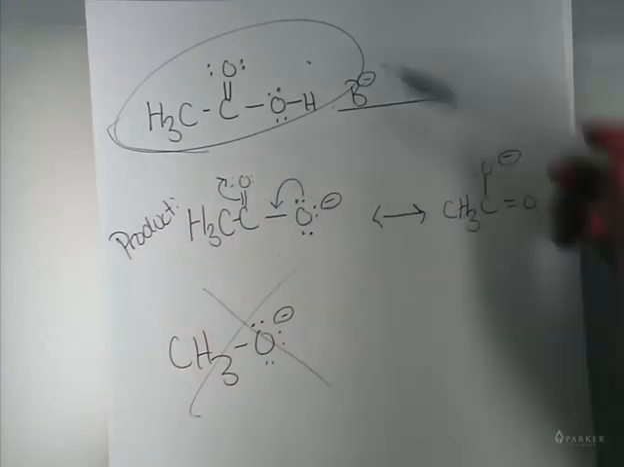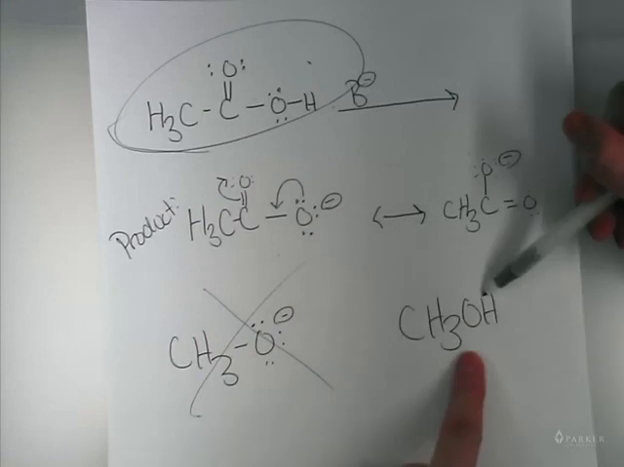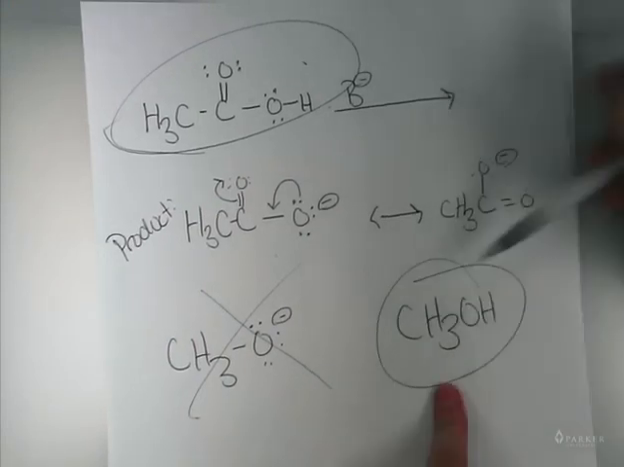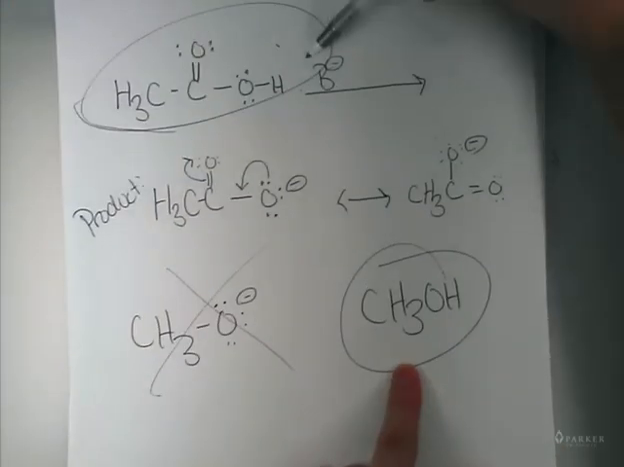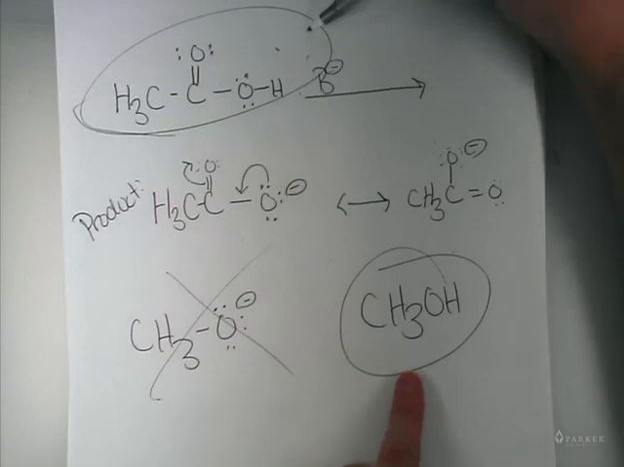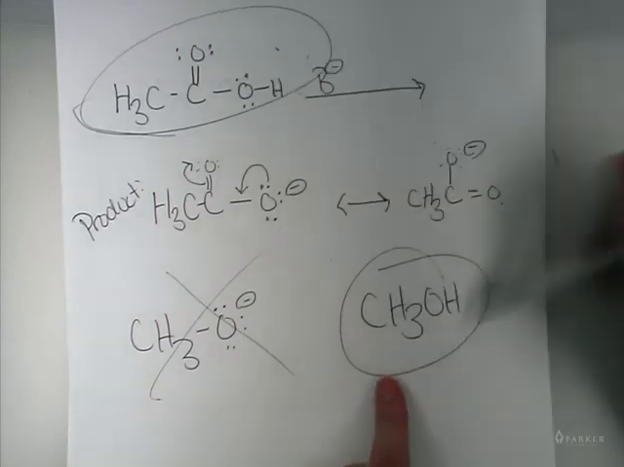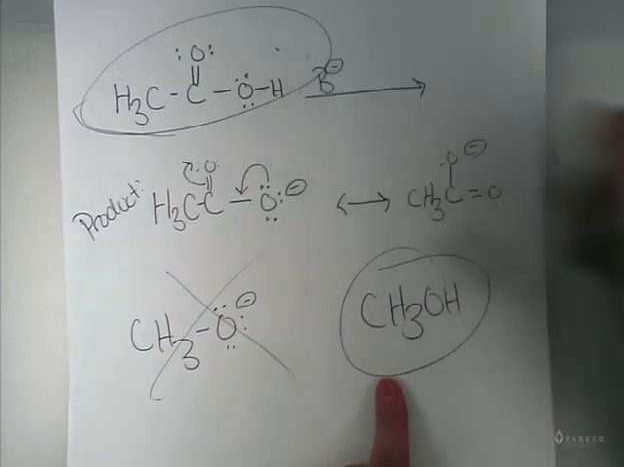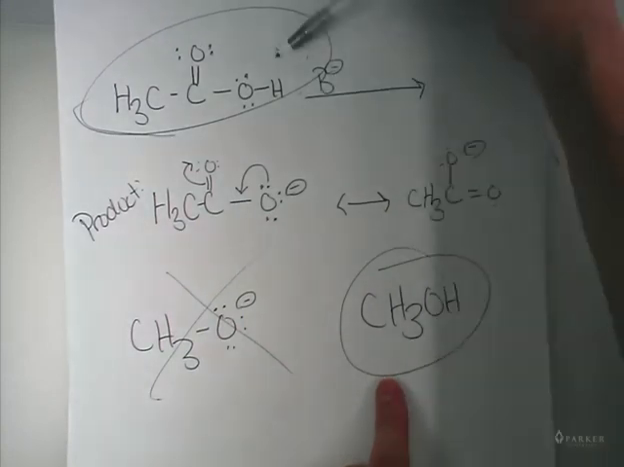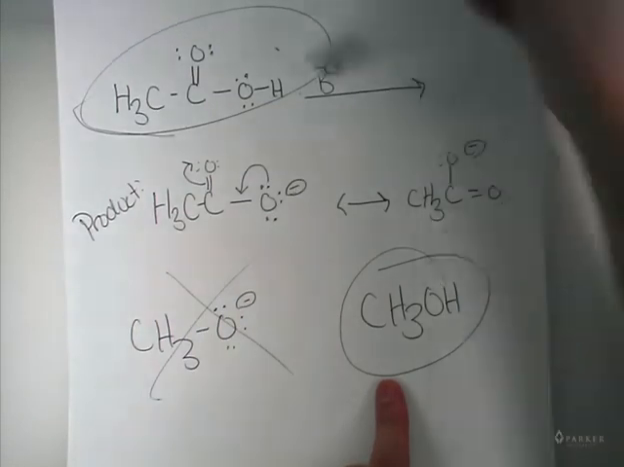So if I'm looking at the original, this acid versus this one, which one would be more acidic? The top one, because it can stabilize the product with resonance. Okay? They both have an OH hydrogen, right? So in that way, they're the same. But the fact that this one can stabilize the product, but this one cannot, makes that one more acidic.